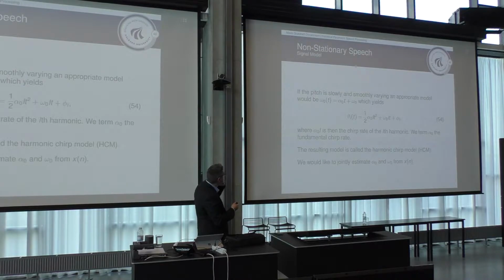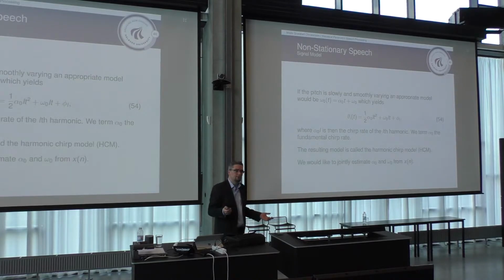If the pitch is slowly and smoothly varying, then an appropriate model would be this kind of linear model of the fundamental frequency. So we say that there's a fundamental frequency, and then the fundamental frequency changes with alpha 0 times t as time progresses. And then this yields this instantaneous phase model here, which is a second order polynomial model. And this alpha is what we call the fundamental chirp rate. And this model we call the harmonic chirp model.